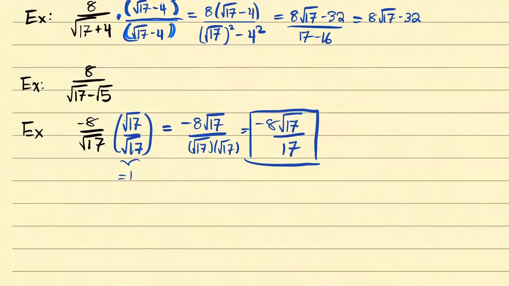What about a number like this, where we have 2 roots rather than a singular root? What should I multiply this by? Any suggestions? The hint is that the pattern continues. So I'm going to multiply this by root 17 plus root 5, and this by root 17 plus root 5.